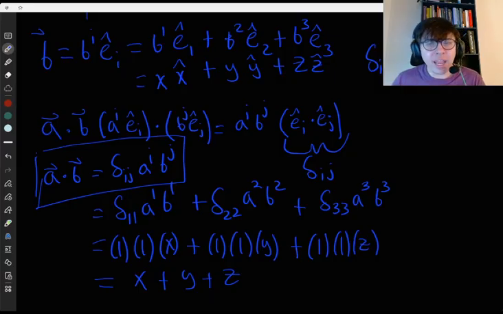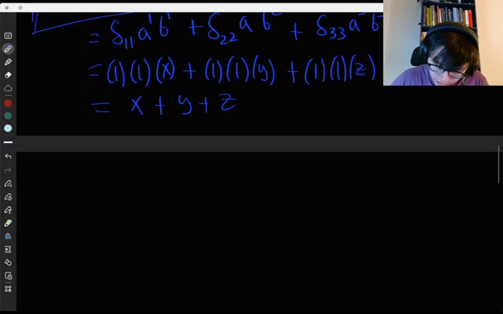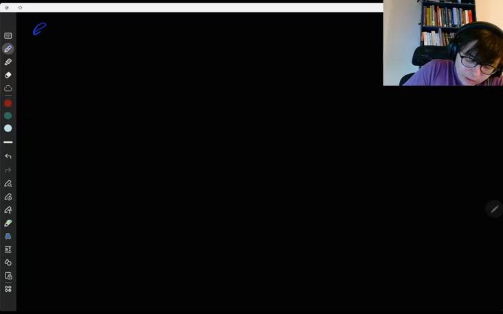Can we do the same with the vector cross product? Well, the answer is, oops, let's see if this will drag up. Cool. The answer is yes, you can. So I'm going to introduce a new symbol. This one I believe is called the Levi-Civita symbol. And the Levi-Civita symbol says the following.